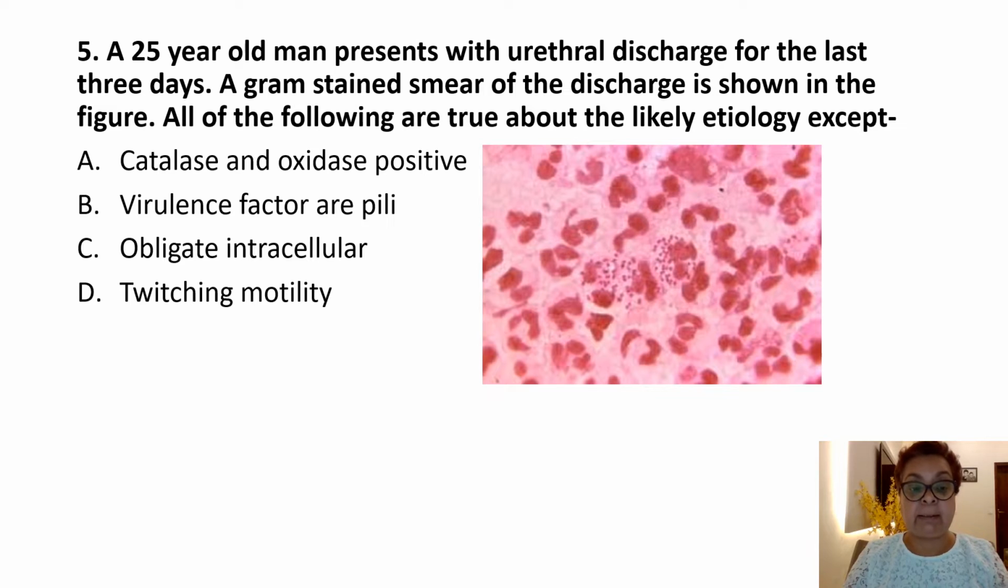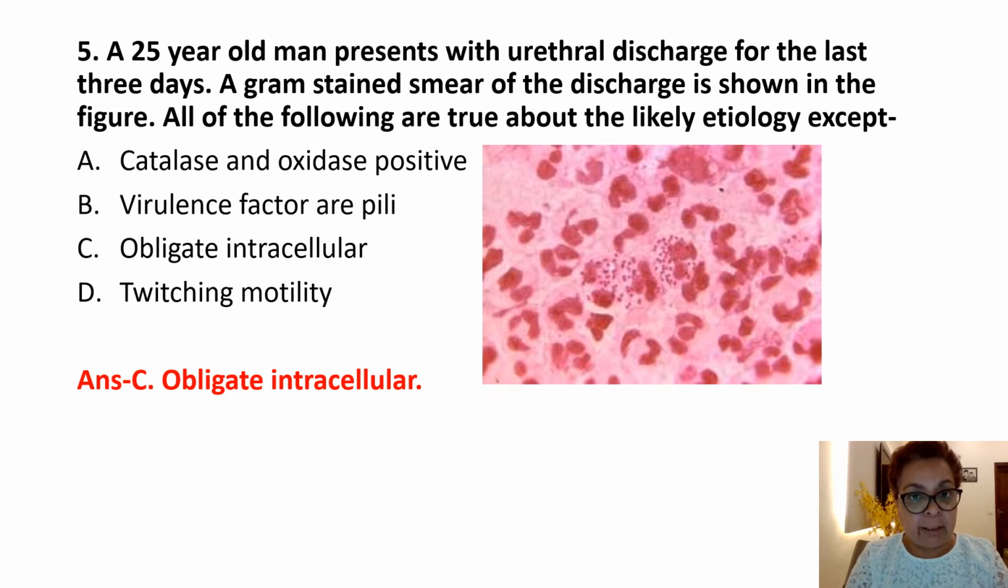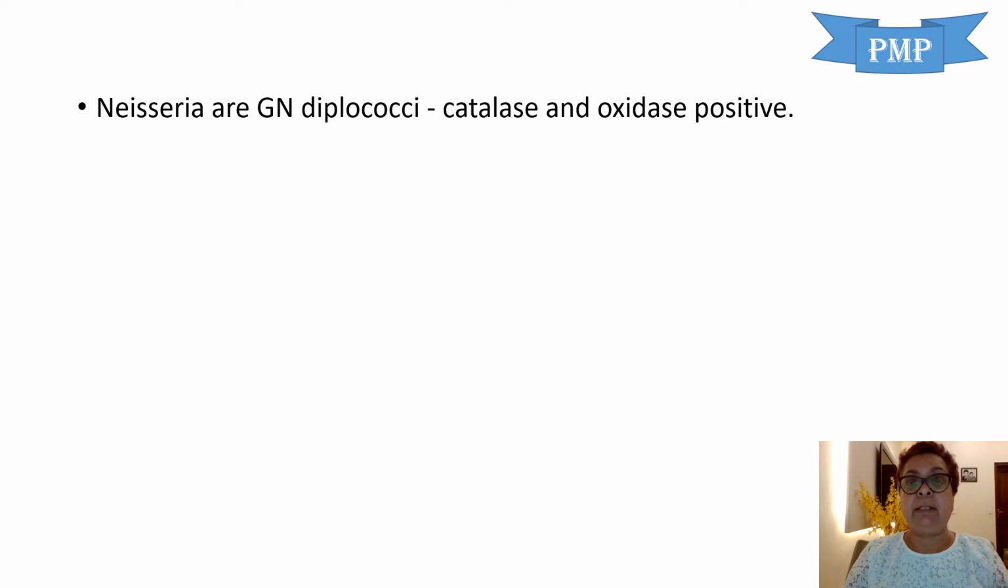Let's read the options. It is catalase and oxidase positive. Yes, true. Virulence factors are pili. Yes, very important virulence factors of gram-negative bacteria are pili. It is obligate intracellular. This is the incorrect statement in this. So, Neisseria gonorrhoeae is facultative intracellular, not obligate intracellular. And option D says it has twitching motility. Right? So, I'll just explain some of these features. Neisseria gonorrhoeae, these are gram-negative diplococci which are kidney-shaped or bean-shaped. They are catalase and oxidase positive.